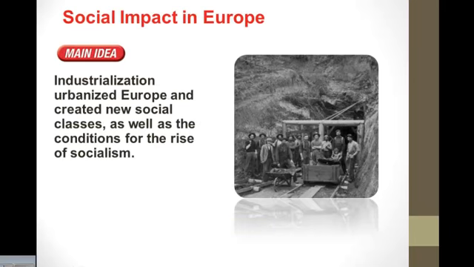Next, we turn to the social impact in Europe. Industrialization urbanized Europe and created new social classes, as well as the conditions for the rise of socialism. This period witnessed the emergence of the industrial working class and the industrial middle class.